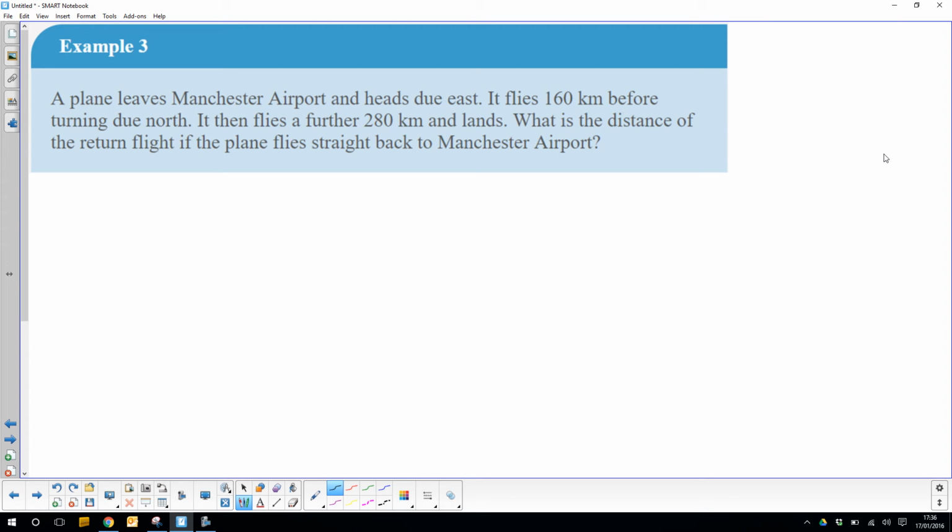It flies 160 kilometres before turning due north. It then flies a further 280 kilometres and lands. What is the distance of the return flight if the plane flies straight back to Manchester Airport?